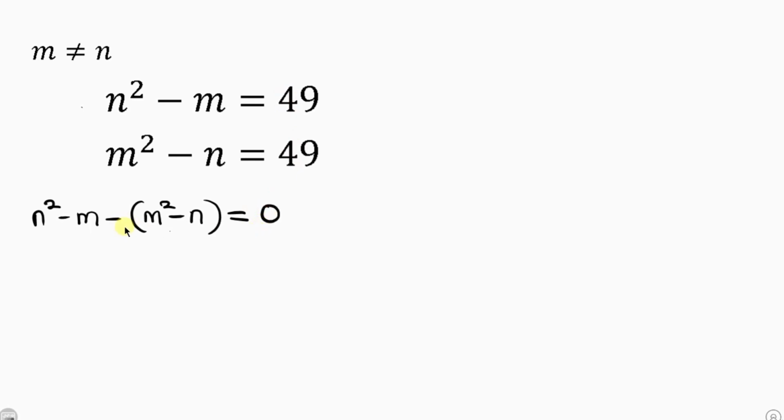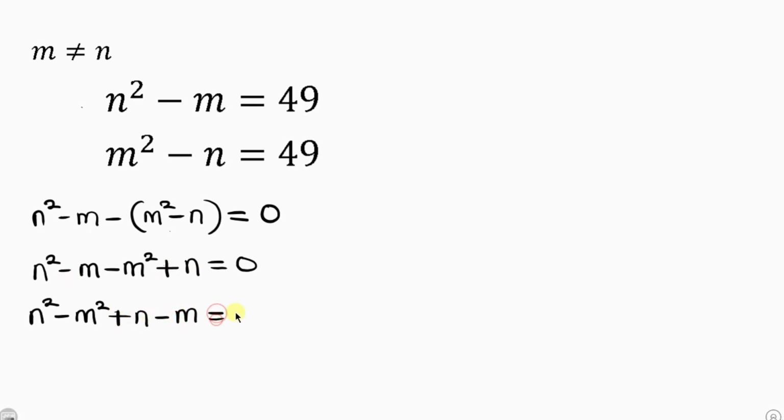Now let's go ahead and open up the brackets. So opening up the bracket, we have n squared minus m squared. Now minus times minus is going to give us plus n equal to 0. So our next step will be for us to rearrange this expression by writing out the ones with squares first. So this is n squared minus m squared. Now writing the ones without square, this is plus n, and this is minus m equal to 0.